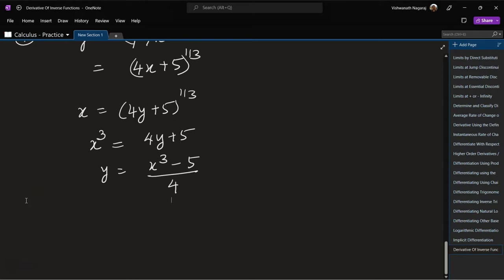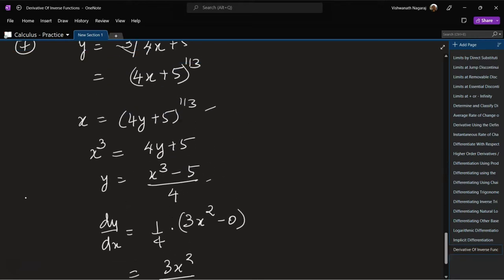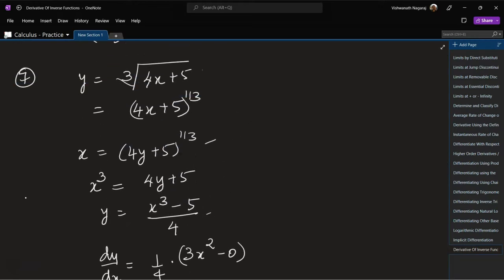Now let's differentiate. We can differentiate either this directly or this. They are different forms of the same function. So dy by dx is equal to 1 by 4 times 3x square minus 0, which gives us 3x square by 4. So that is the derivative of the inverse of this function.